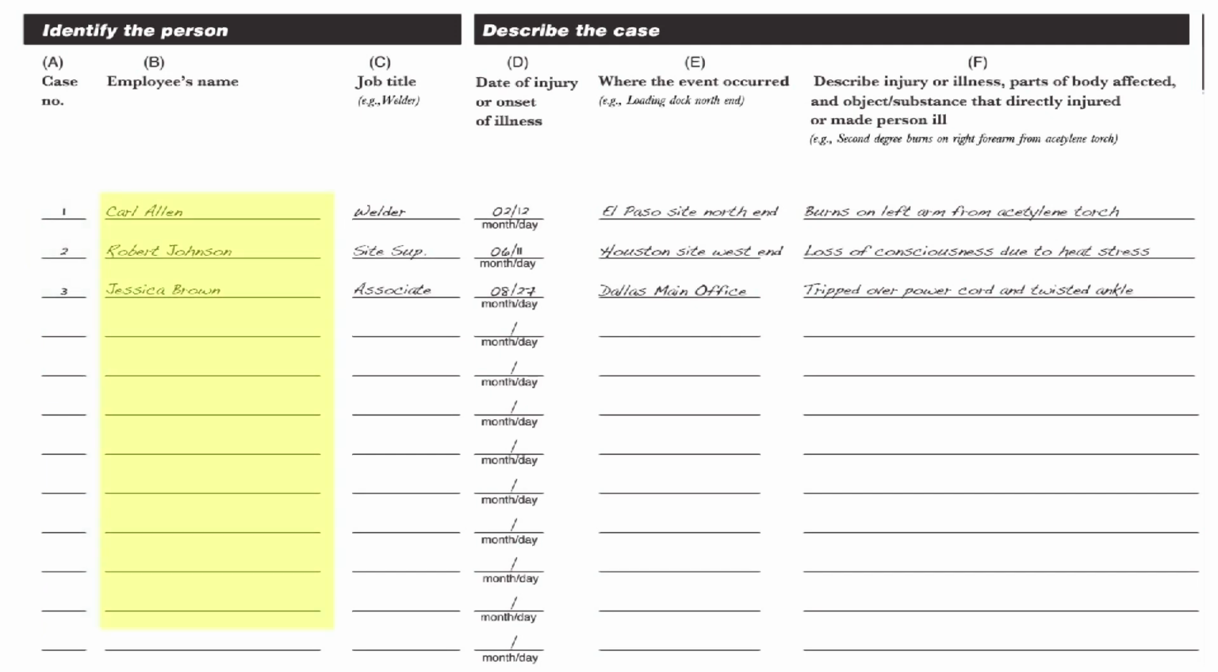Next, you will need to enter the injured employee's name, his or her job title, the date of the injury or onset of the illness, as well as the location where the event occurred within the worksite. You will also need to add a brief description of the injury or illness, along with the affected body part and object or substance that directly injured or made the person ill. If needed, you may use more than one line per incident. It is also important to note that if you are sharing your 300 log with other companies and/or clients, you will need to remove or hide the listed employees' names for privacy purposes.